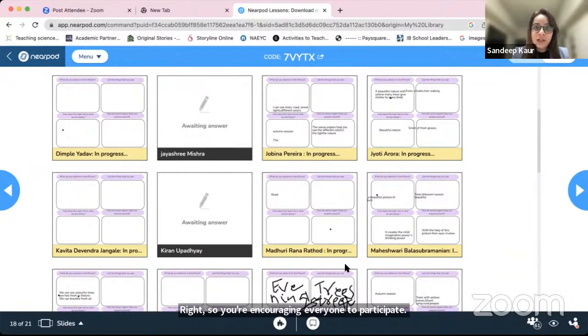And as a teacher, you can also give specific feedback to each one rather than giving one good job and saying, well done. You might want to add, okay, how about looking at how the sense organs are interconnected? How else do the sense organs help you? So you can give very specific feedback to your students also.